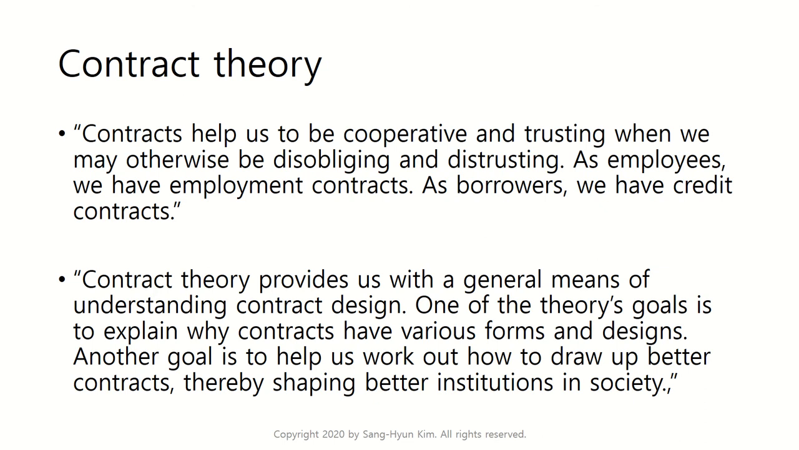And the second goal is normative. So it's about what it should be, right? So we want to design a better world. We want to design a better society, better institution, better contract. So the second goal is normative. The contract theory helps us to draw up a better contract and better institutions.